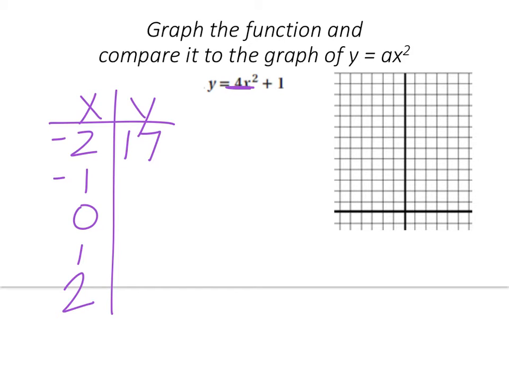-1 squared is 1 times 4 is 4, plus 1 is 5. 0 squared is 0 times 4 is still 0, but you still add that 1 at the end, and then our items swoop up again. Now, we're probably not going to be able to get to -2, 17, but as long as you can graph 3 points, I'm okay with it.